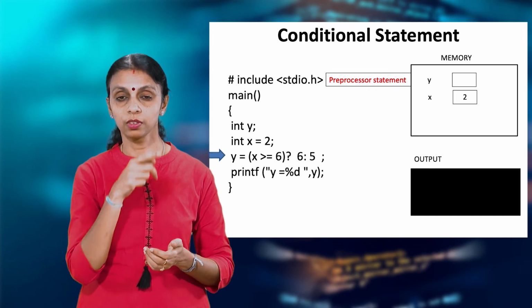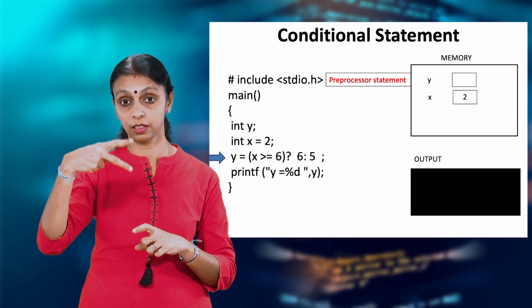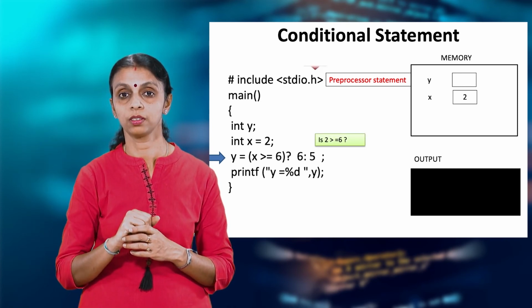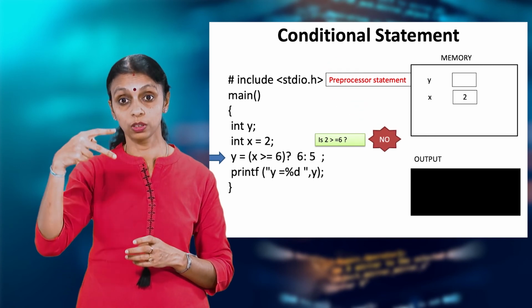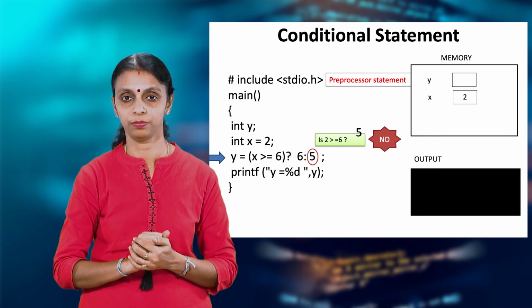Here, condition is checked. X greater than or equal to 6? That is 2 greater than or equal to 6? No, it is false. So, 5 gets stored in Y.